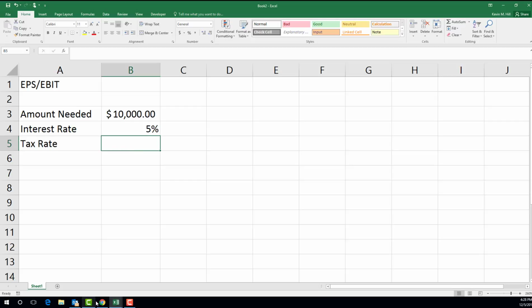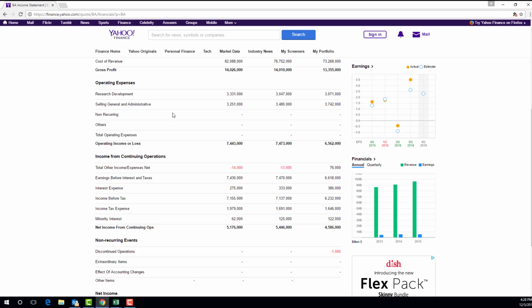So if you want to know what the tax rate for a company is, simply go back to the Excel sheet, and right here, where you see my cursor, you have income before tax. And then here you have your taxes, your tax expense. Okay, so you're going to take this number and divide it by this number. So you would take 1979 and divide it by 7155. And you would end up, I believe, at about 27%. And that would be the tax rate you would use for your exercise.